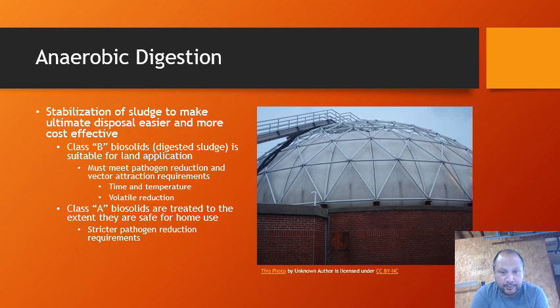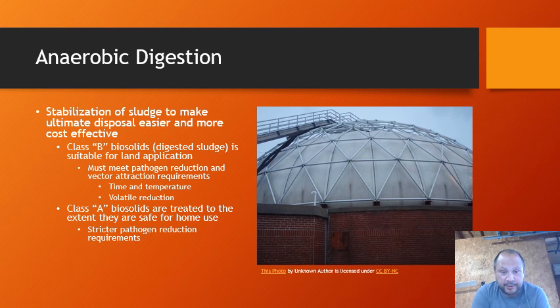Now, there are some rules about that we'll get into down the road. But for right now, all you need to know is that the difference between Class A and Class B biosolids is that Class A biosolids are going to have stricter requirements for pathogen reduction, and Class B biosolids are going to have pathogen reduction and vector attraction requirements. And those can be met by a variety of ways.